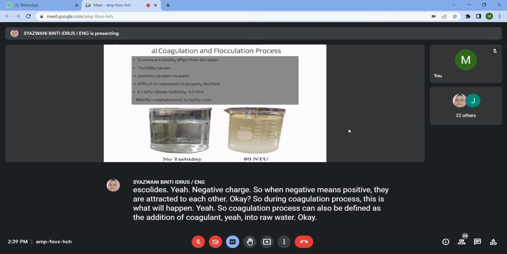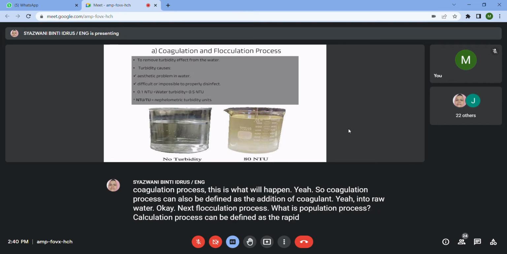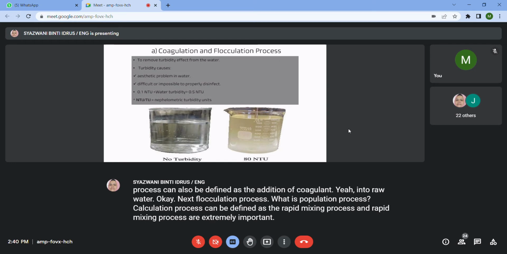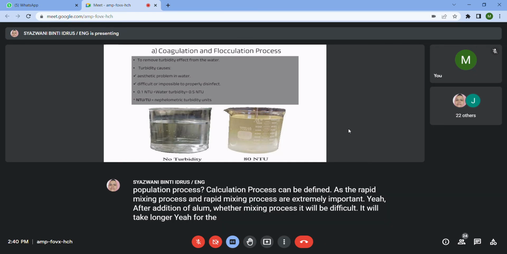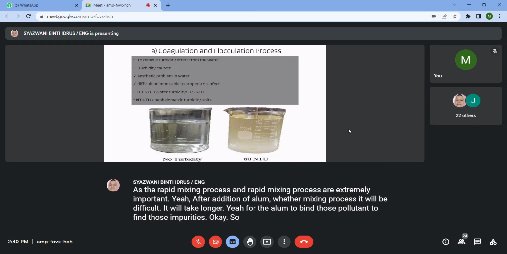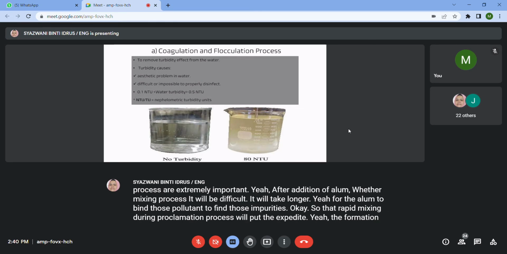Okay, next, the flocculation process. What is the flocculation process? The flocculation process can be defined as the rapid mixing process. Rapid mixing is extremely important. After addition of alum, without rapid mixing, it will be difficult, or it will take longer, for the alum to bind those pollutants, to bind those impurities. So rapid mixing during the flocculation process will further expedite the formation of the flocs.